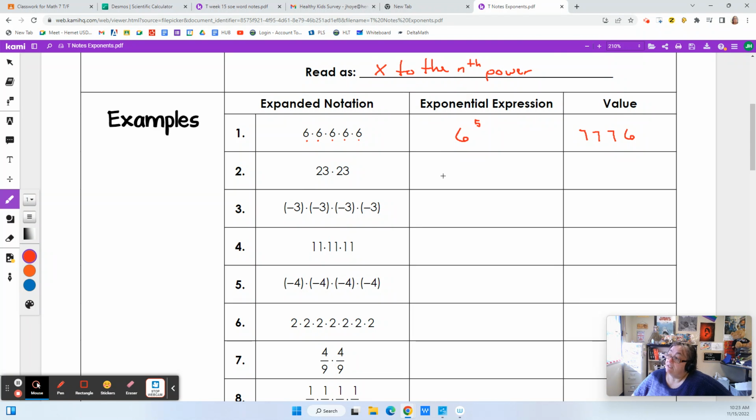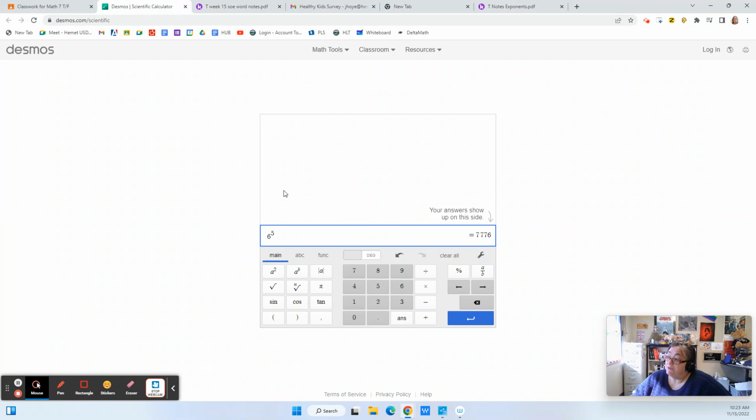Here we have 23 times 23. So that's 23 squared. I don't know off the top of my head what 23 times 23 is. So again, I would go back to my calculator, and now this time I'm going to clear it, and I'm going to put in 23, and I can just hit the squared button, right?